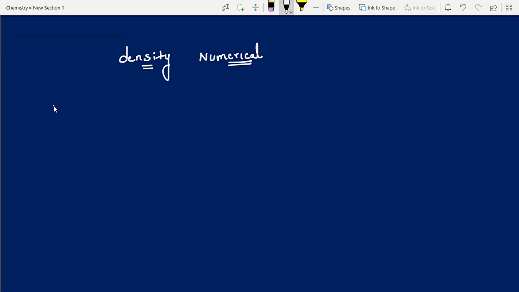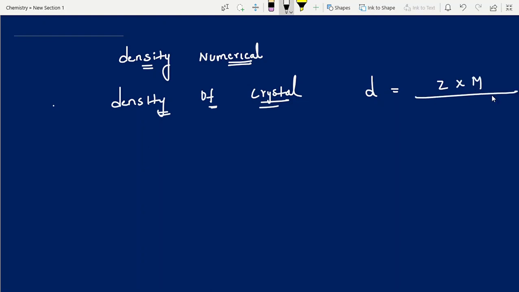So, density numerical. Density of crystal. To calculate density of crystal, the formula we use is D equal to Z into M by Na into a cube, right? In the previous video I already explained what D, Z, M, Na and a cube are. Please watch it. And I am telling one point here.